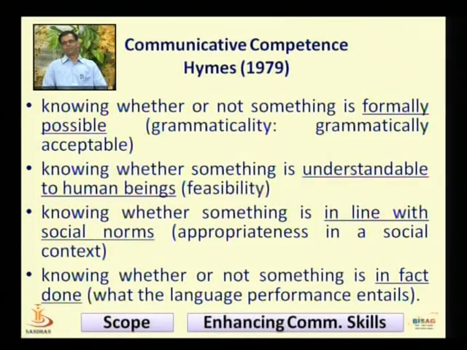Now again and again I am using the words communicative, communication, competence. Means you want to be a good communicator of English, want to acquire mastery over English, that is called communicative competence. And Dell Hymes, he has given the theory of communicative competence. Communicative competence covers everything. We are not ignoring grammar here, friends. Means sentence must be grammatically right.